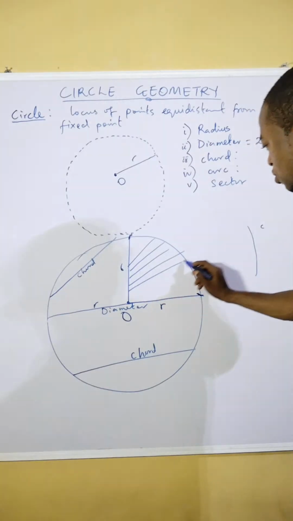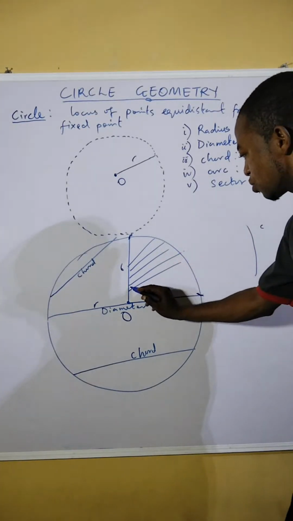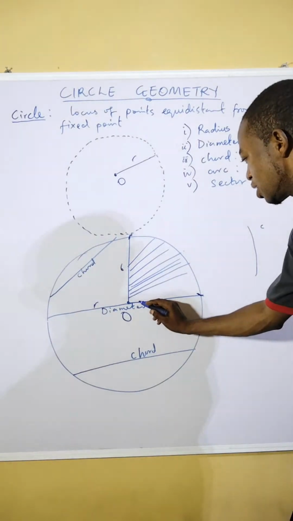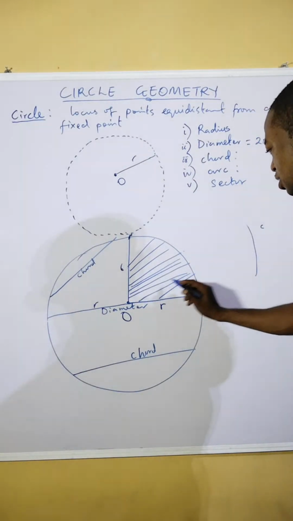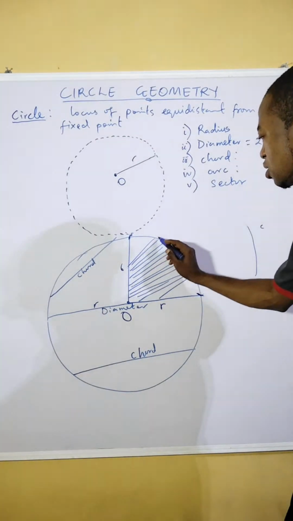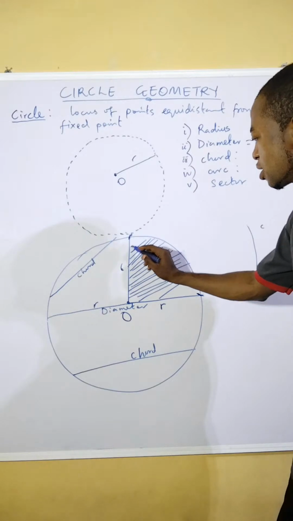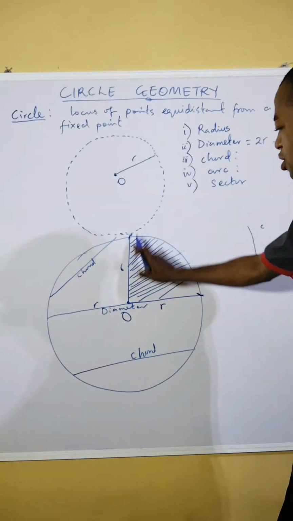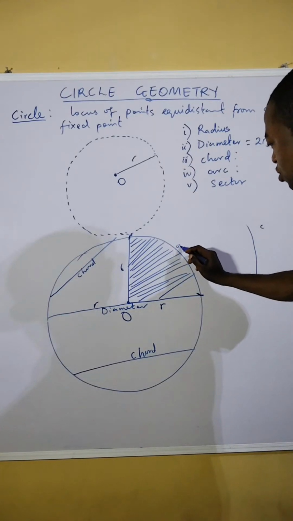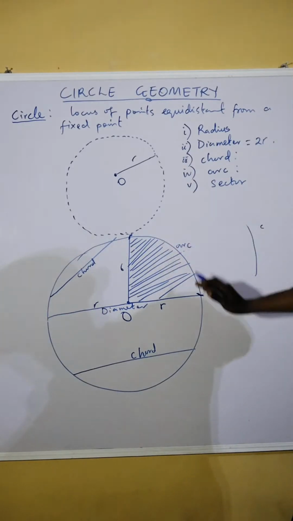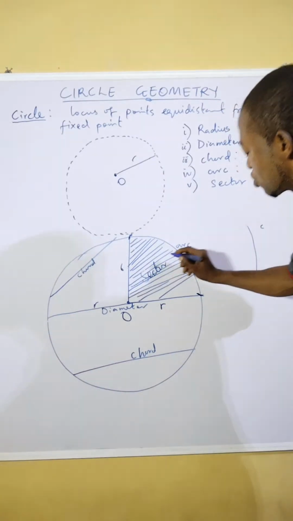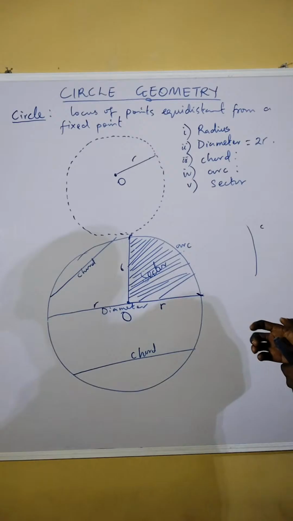is what is called a sector, a region bounded by two radii and an arc. So we have these two radii, this is a radius, and it is bounded by this arc. So a region bounded by two radii and an arc. So this region here is called a sector. We call that a sector of a circle.